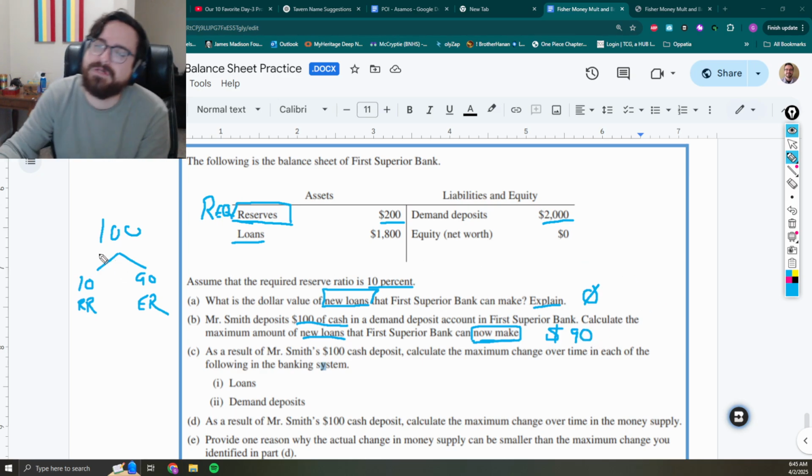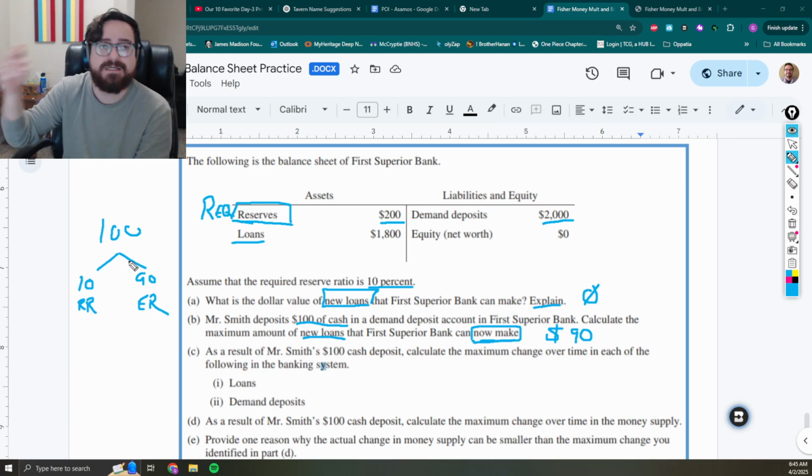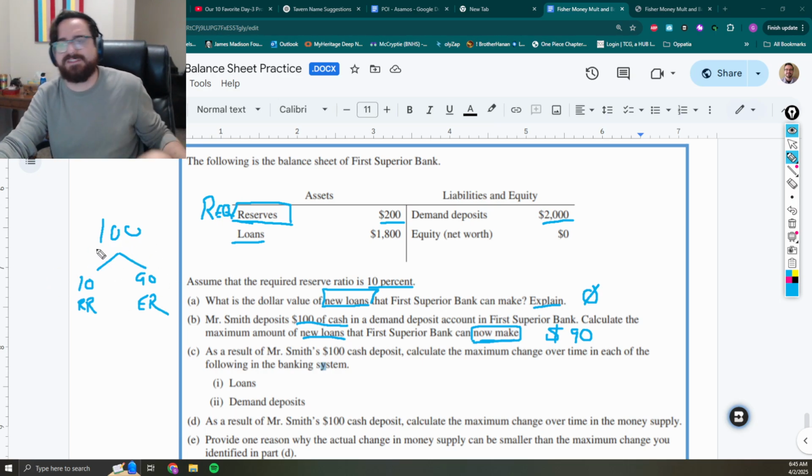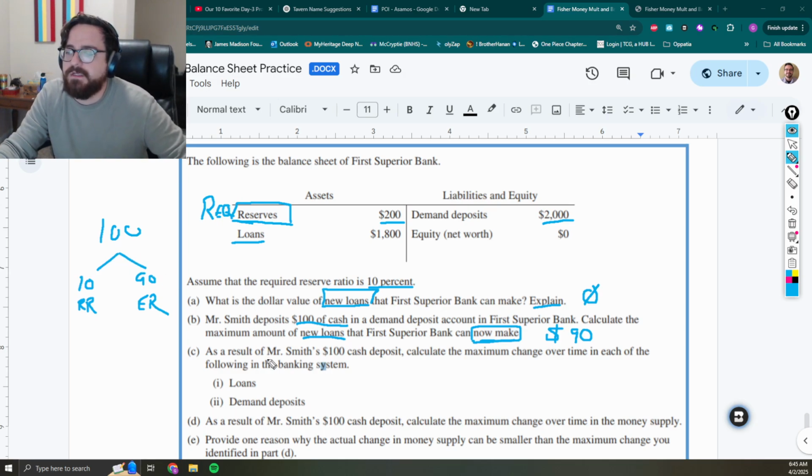$90. If you drew a diagram like this, they would count that as sufficient work. If you wrote 100 times 0.9 equals 90, or 100 times 0.10 is 10, 100 minus 10 equals 90, all of that would work sufficiently for work showing. Honestly, as a grader, I'd be like, yeah, you get it. You know what's happening here. So yeah, that's $90.